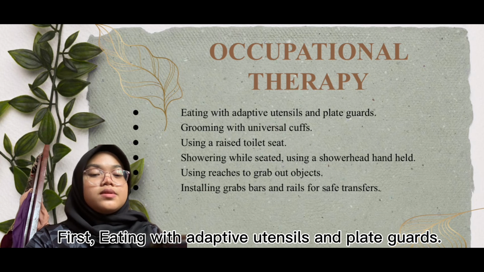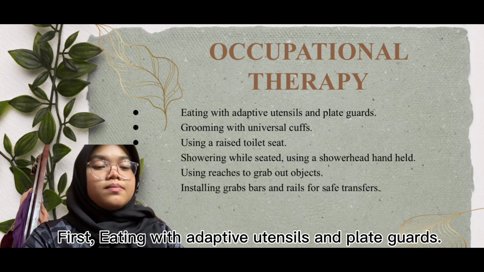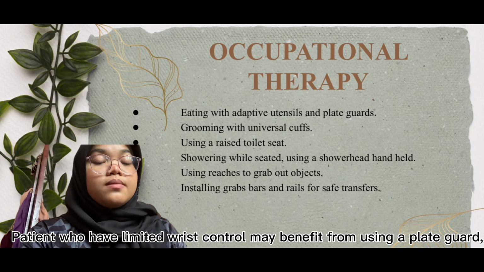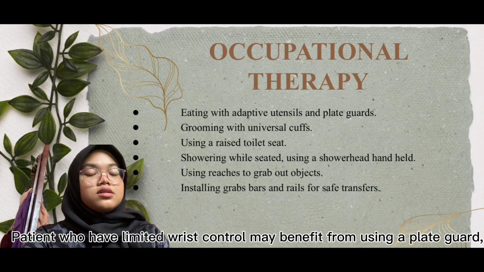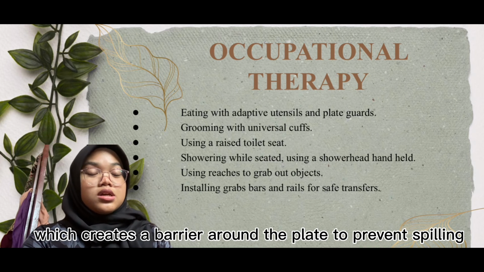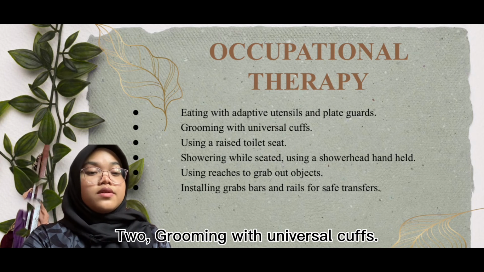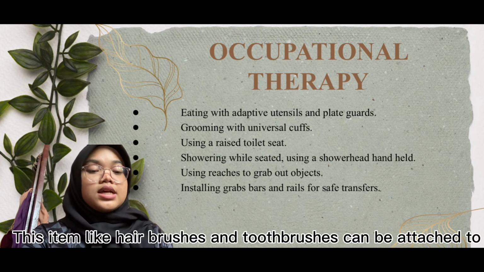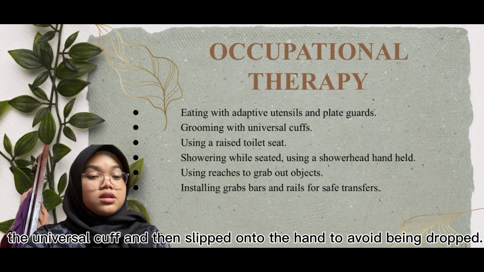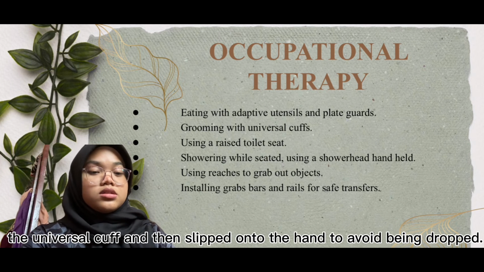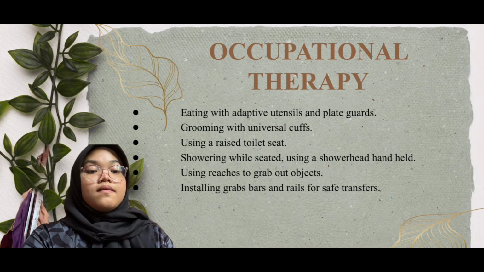First, eating with adapted utensils and a plate guard. Patients who have limited hand control may benefit from using a plate guard, which creates a barrier around the plate to prevent spilling. Second, grooming with a universal cuff. Items like hair brushes and toothbrushes can be attached to the universal cuff and then slipped onto the hand to avoid being dropped.